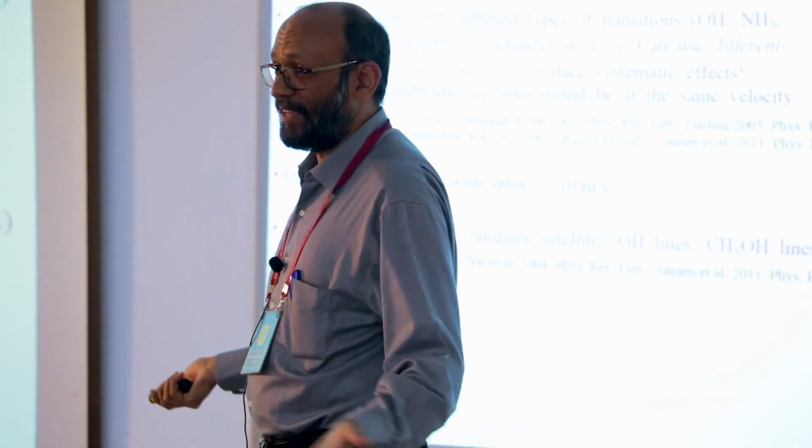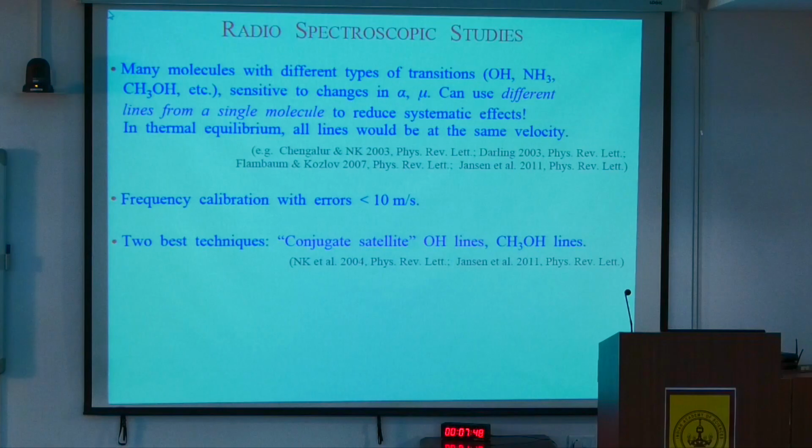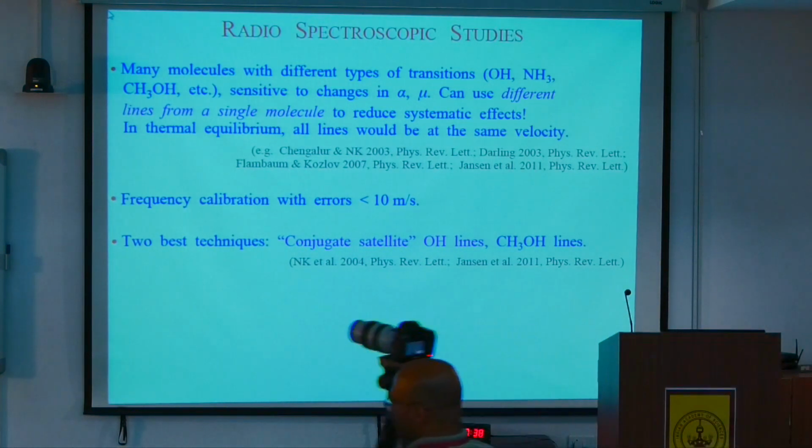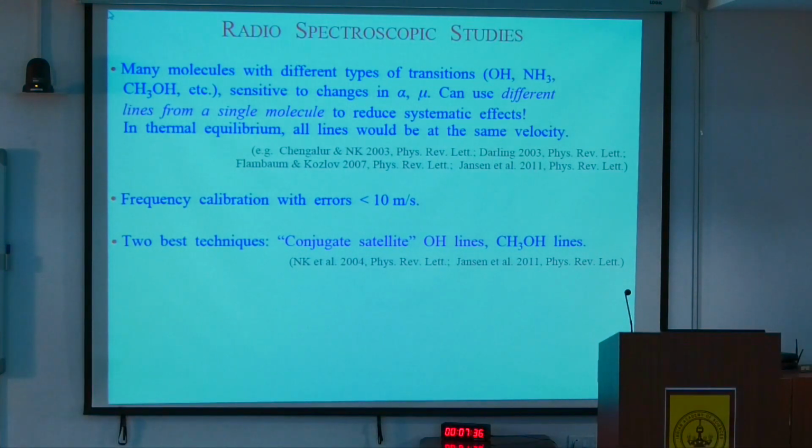And of course, the answer is that yes, we can. Otherwise, I wouldn't be here. So the reason we love radio, more than say optical or ultraviolet, is that there are molecules in the radio. Molecules give you lots of spectral transitions in the radio, and there are different types of transition. There are complex molecules like OH, which I'll tell you about a bit more, ammonia, methanol, whose transitions are extremely sensitive to changes in alpha and mu.